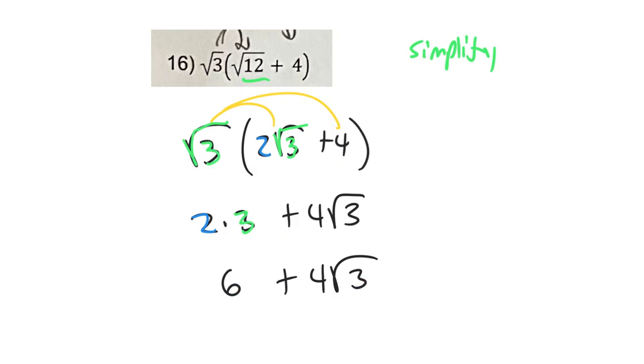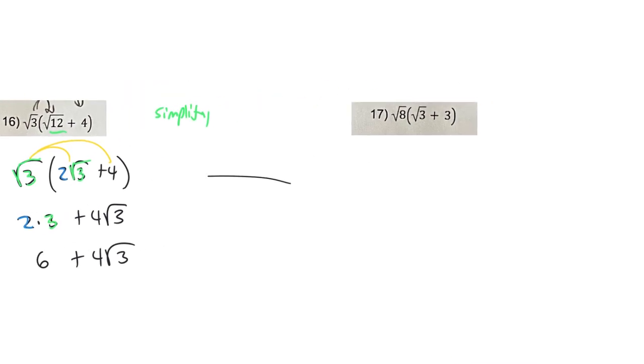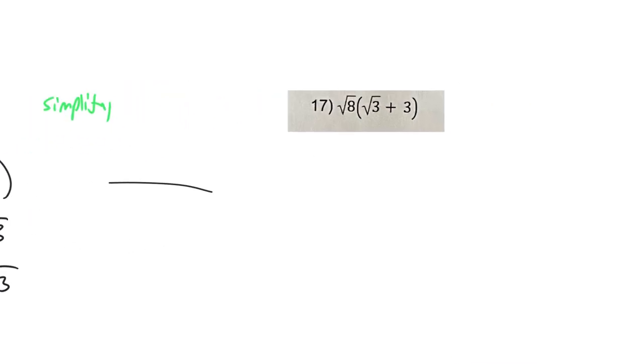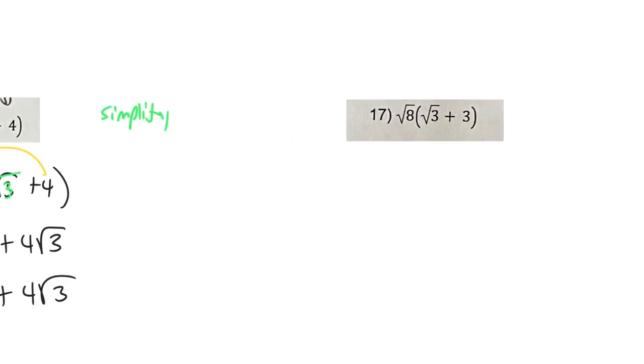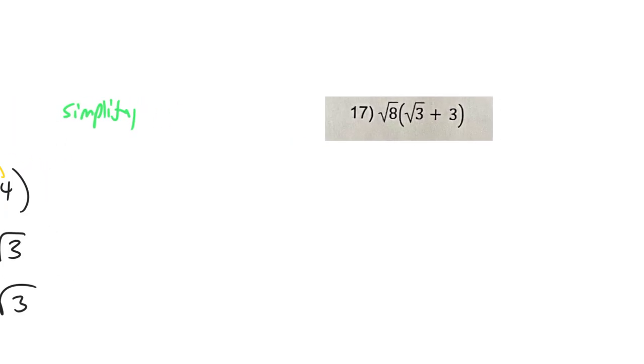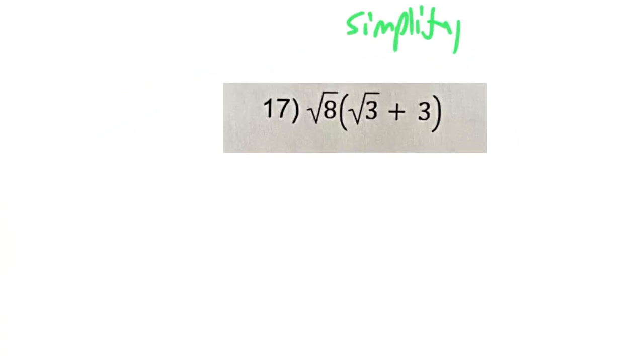We have a 6 plus 4 radical 3. It's kind of like a 6 plus a 4x, you just can't combine those. Those are not, quote unquote, like terms. Looking at this, obviously, simplifying first is a good idea. Now, is there something we can simplify? Yes. We want to simplify it first.